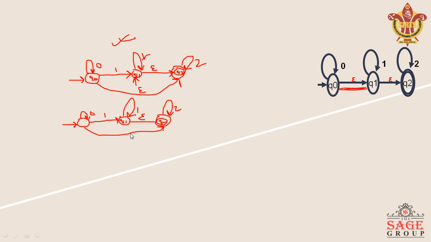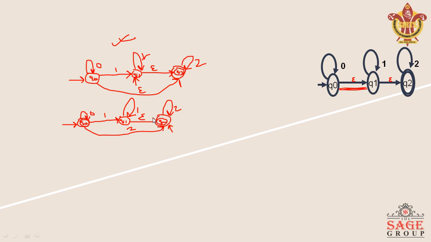See, epsilon gets eliminated from here itself also. So what will happen? This is definitely Q0. So if this is initial, we'll have to make this initial also. This is a final, so we'll have to make this final also. See?